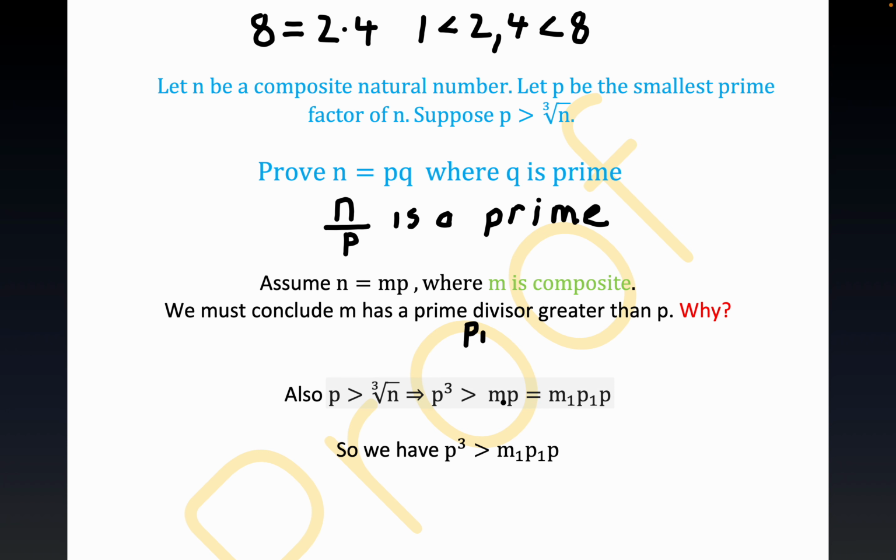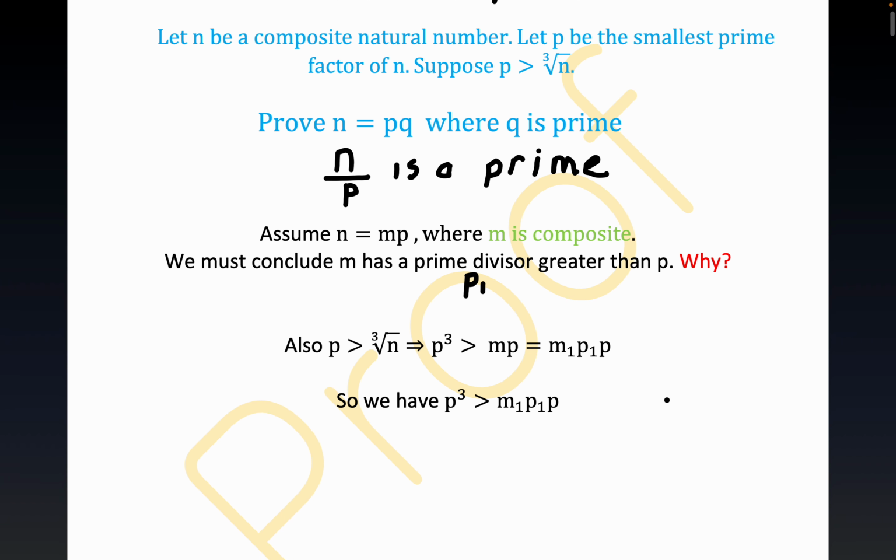Okay, again, this is just m, and we use this very strong condition that p is greater than the cube root of n. Now, what we can conclude right here is if p is the smallest prime divisor, okay, so p1 has to be greater than p. All right, p1 must be greater than p.